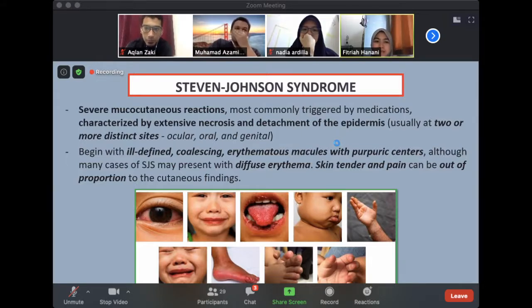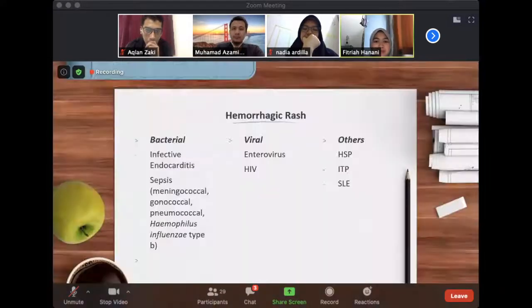So eventually the rash begins as ill-defined, coalescing erythematous macules with purpuric center, although many cases present to us with diffuse erythema. The main prominent symptom of Stevens-Johnson syndrome is that the patient may complain that the skin is tender and painful, and the pain is out of proportion to the cutaneous findings.